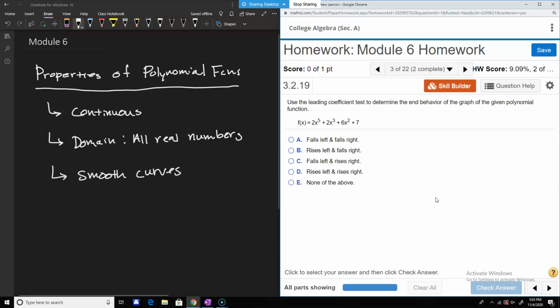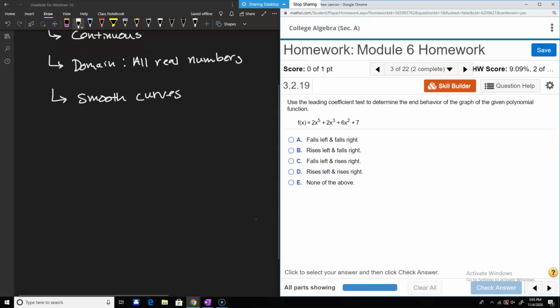Okay, leading coefficient test to determine the end behavior. So we can break down the end behavior into 4 cases. And the only thing you need to understand to describe the end behavior is the leading term, so the term with the highest power of x. So the end behavior of polynomials.